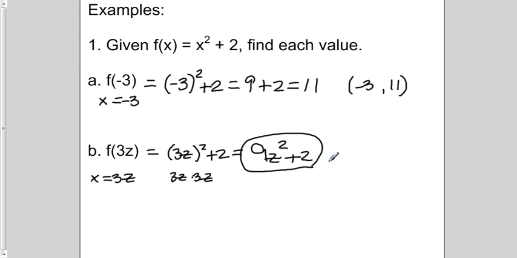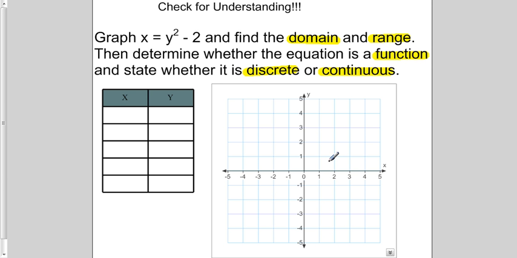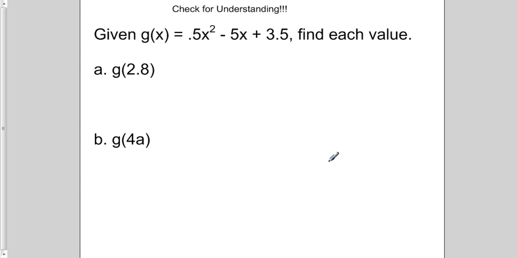That's it for lesson 2.1. I've got 2 problems for you to finish tonight. We can check them tomorrow in class. Practice graphing this one here, and then also try these function notation problems.